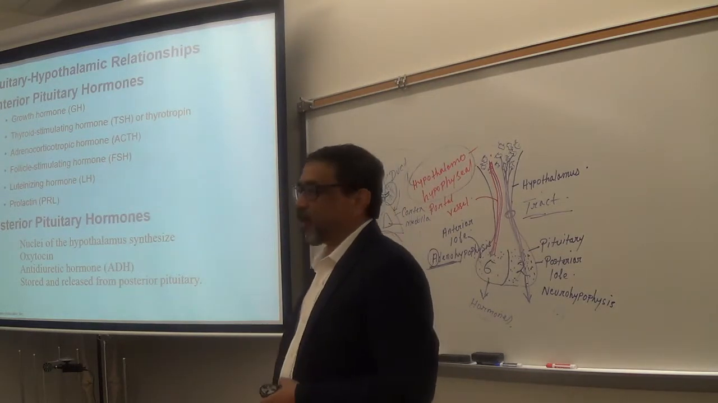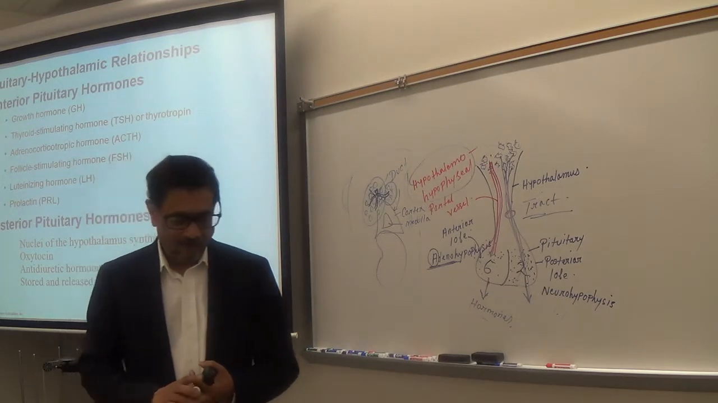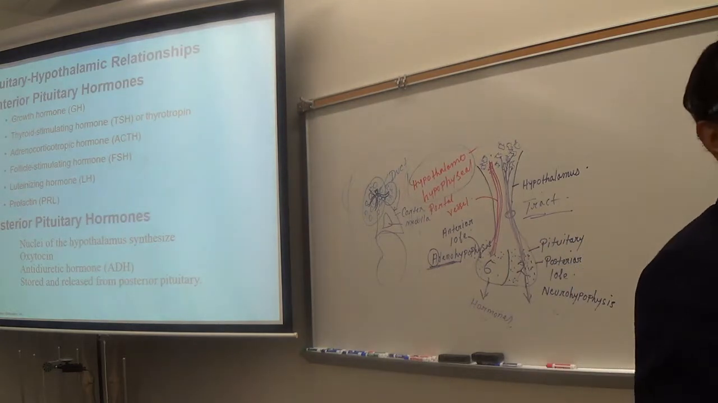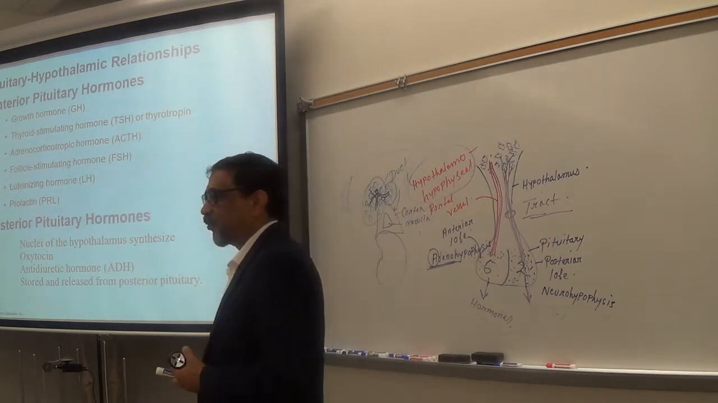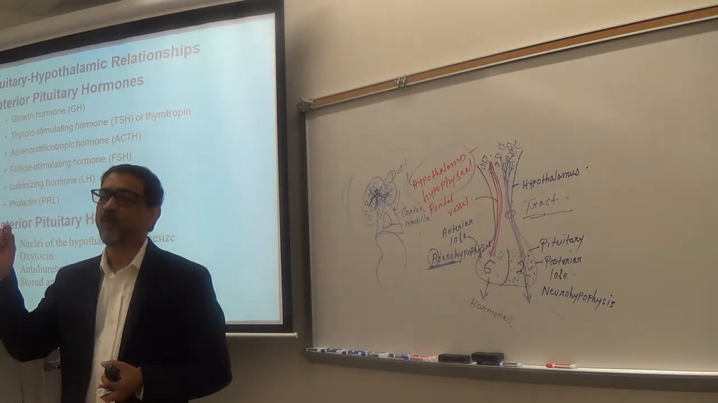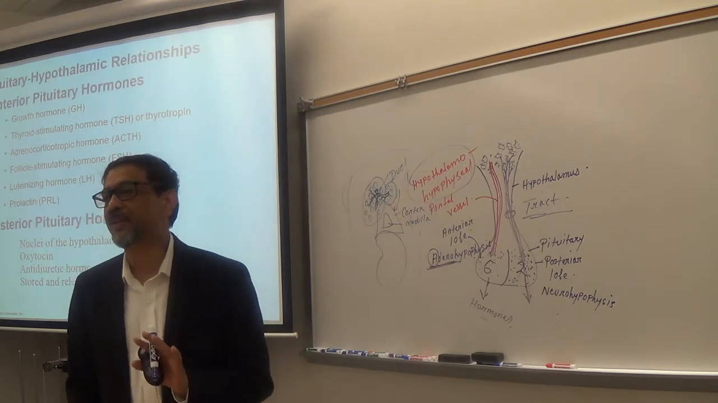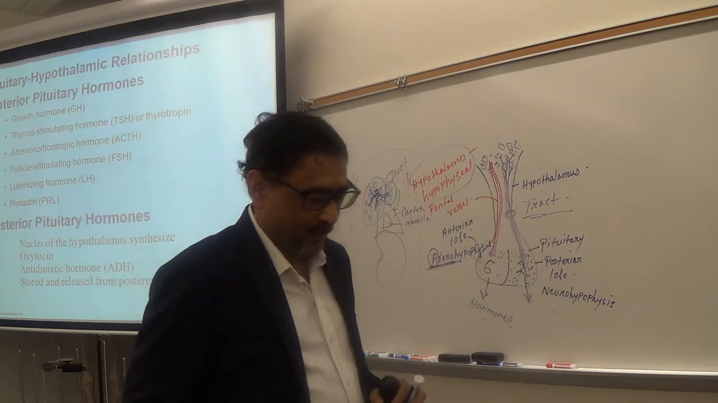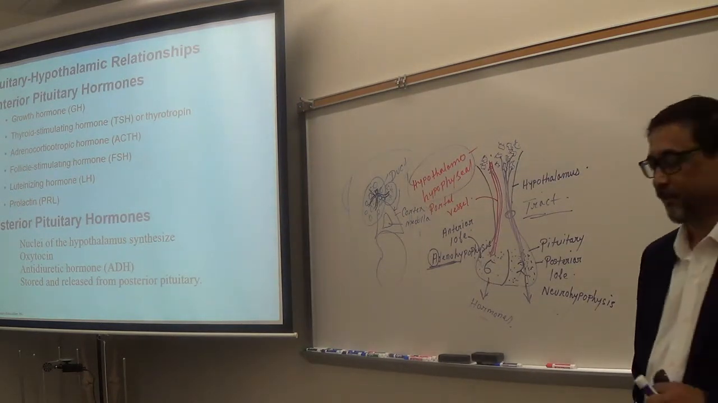Follicle stimulating hormone helps in the growth of the follicles in the gonads. You can write it down. Its name is telling you: follicle stimulating hormone. Now where are the follicles located? Inside the gonads, in ovaries and testes. So growth of the follicles is the function.